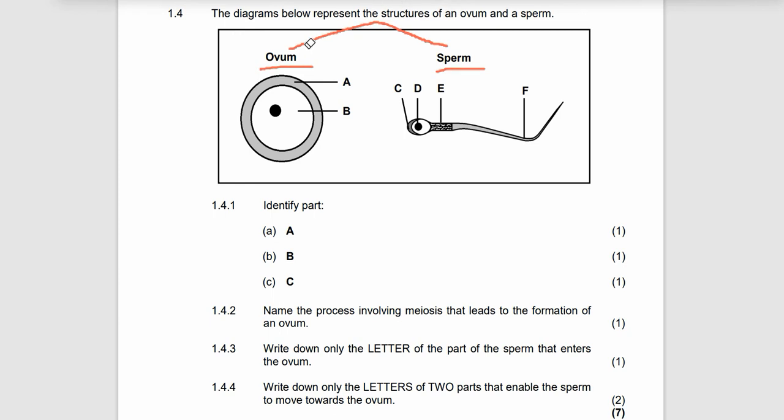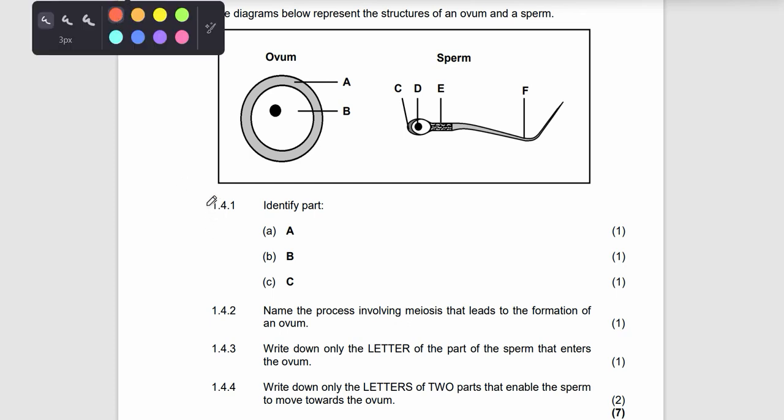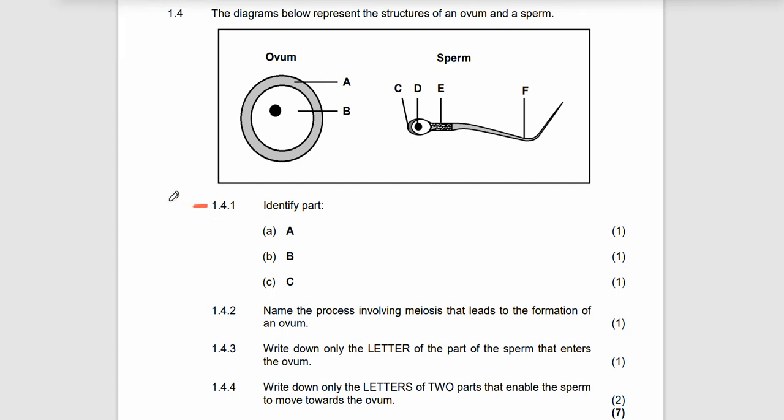So we're moving on. Now let's look at our very first question. We have letters representing our gametes here, A through F. Identify part A, identify part B, and identify part C.